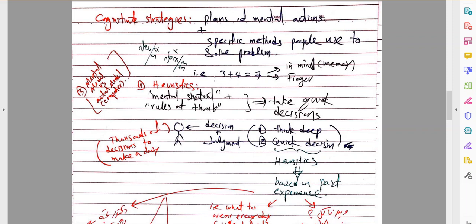Okay, let's take this example: 3 + 4 = 7. When I ask you this question, you will say 7. So the processing of this formula was done in your mind, which we call in mind or memory. So this was your strategy, plans of mental action. So you have solved this problem in your mind.